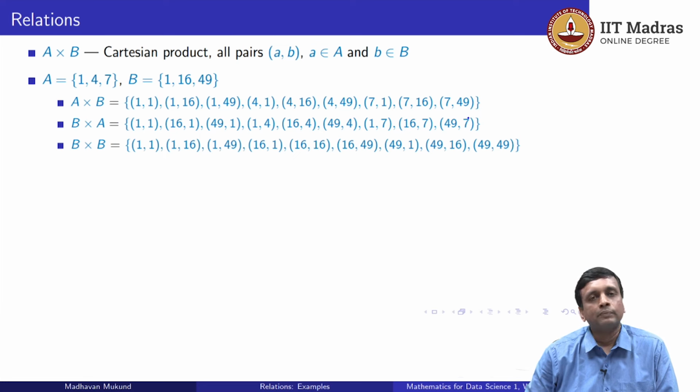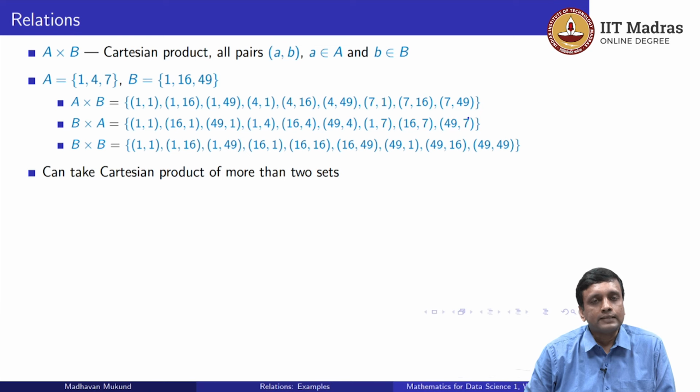The other thing to remember is that there is no constraint on what you can take the Cartesian product of. You can very easily take the Cartesian product of a set with itself. So the set with itself is not just pairs of identical elements, but also pairs of non-identical elements. So if you take B cross B, you get of course 1 cross 1, 16 cross 16, 49 cross 49, but you also get the dissimilar pairs like 1 cross 16, 16 cross 49, 49 cross 16 and so on.